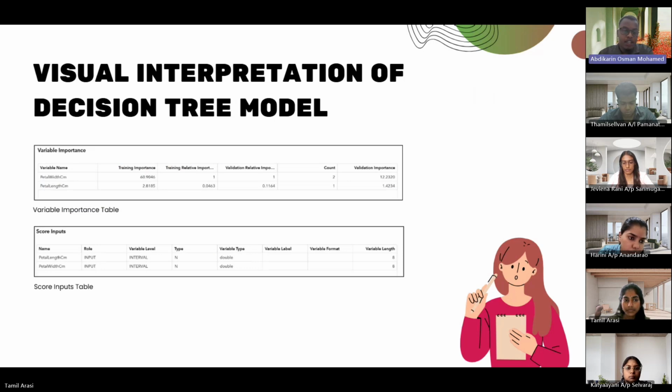So as you see, next slide is the visual interpretation of a decision tree model. So decision tree inputs. This slide highlights the important features in the decision tree. Petal width is the top feature for splitting, consistent with domain knowledge. Score inputs, petal width and petal length in cm were used as continuous inputs to maintain consistency during prediction. So next slide, please.